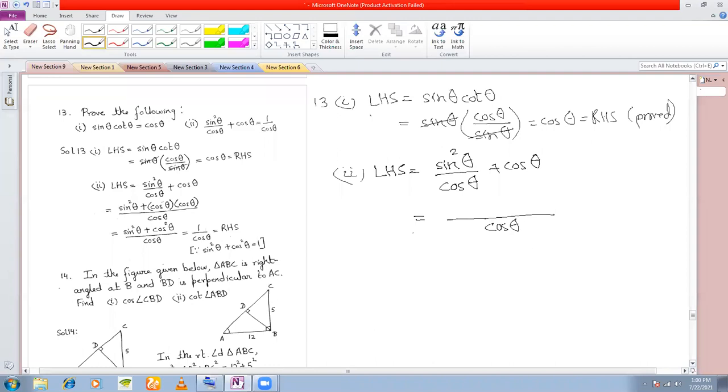Cos theta. So you have sine square theta only, and plus you have cos theta into cos theta. I'm sure all of you know how to take the LCM by now.